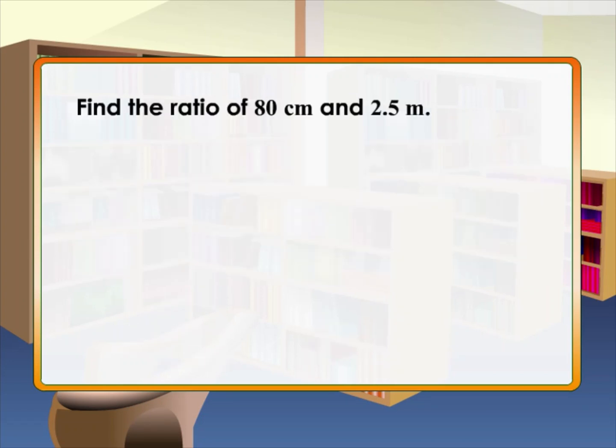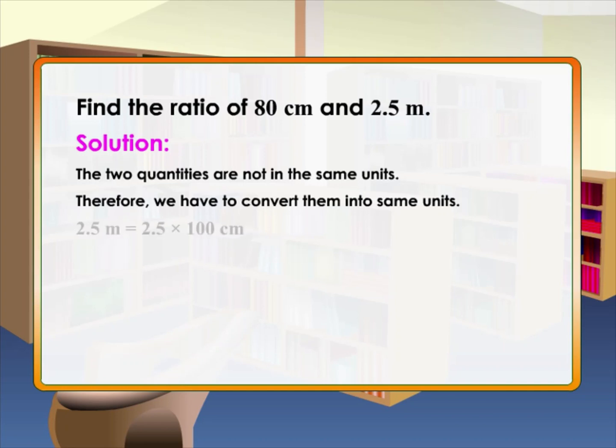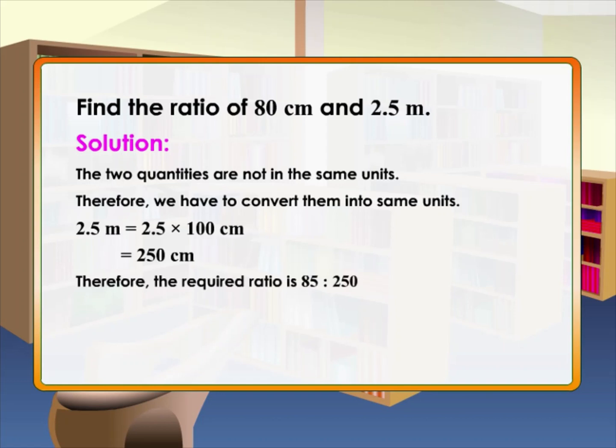Find the ratio of 80 centimeter and 2.5 meters. The two quantities 80 centimeter and 2.5 meter are not in the same unit. Therefore, we have to convert them into same units. 2.5 meter is equal to 2.5 times 100 centimeter, which is equal to 250 centimeter. Therefore, the required ratio is 85 is to 250. We can reduce the ratio 85 divided by 250 as 8 divided by 25. Hence, the required ratio is 8 is to 25.